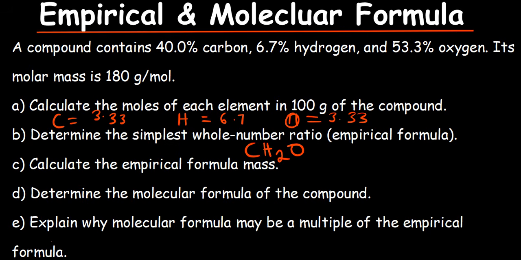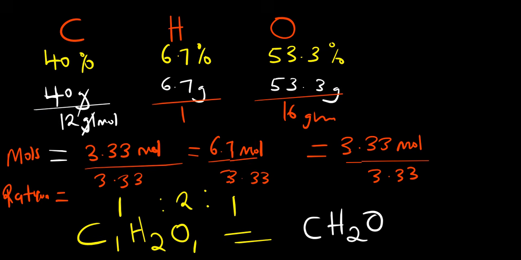Okay, so that is how we find that. Then we're told to calculate the empirical formula mass. So how do we find the empirical formula mass? We just add the masses for what we have as our compound, which is CH2O. That is the empirical formula, and this question is asking us to find the mass of this empirical formula.